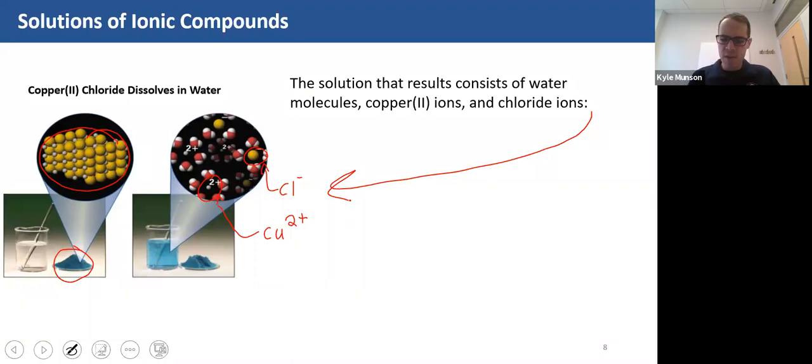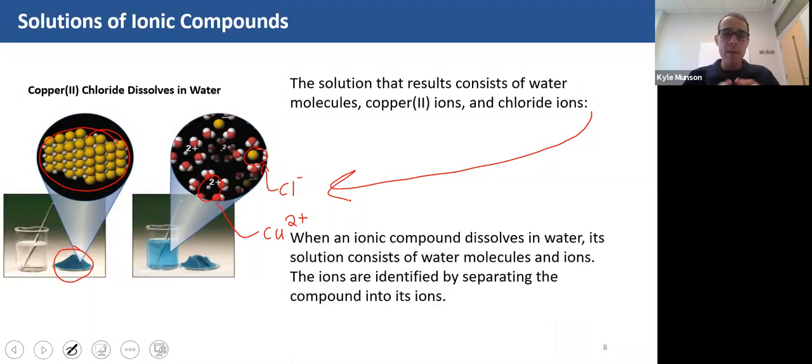So when an ionic compound dissolves in water, again, a solution consists of water molecules and ions. And like I just said, the ions are identified by separating the compound into its ions. So again, we have copper 2 chloride, which was this guy right here, if you wrote down its chemical formula, and it broke apart into the ions shown here. All right. So I believe next we have some example problems to do.